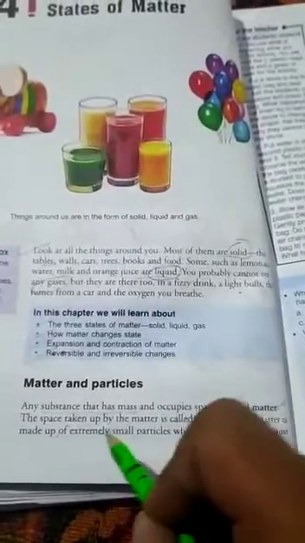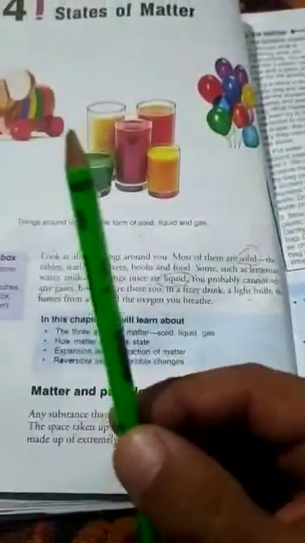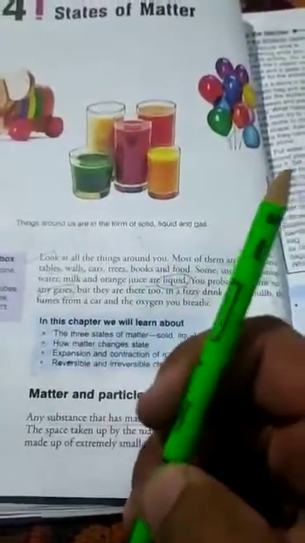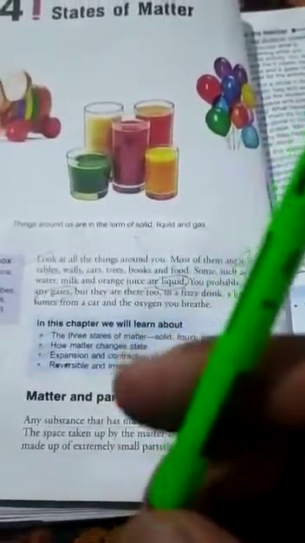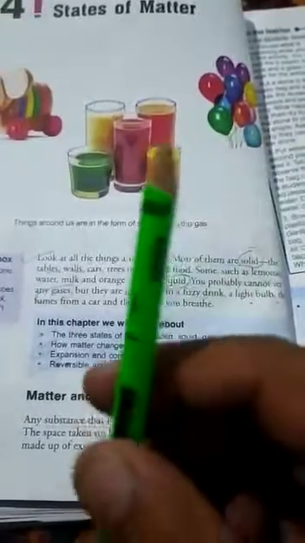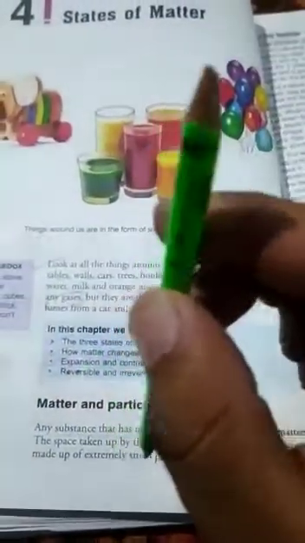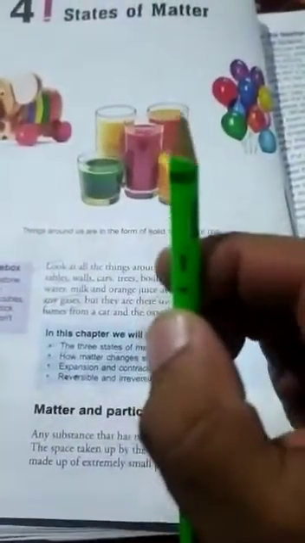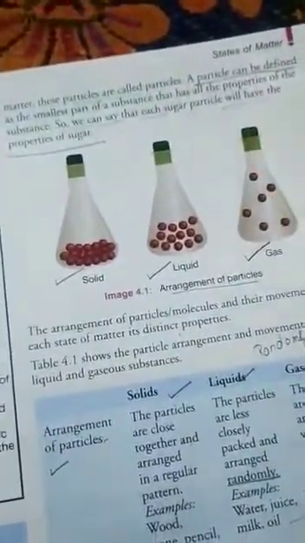All matter is made up of extremely small particles which we can't see. For example, this pencil is made up of graphite, and graphite is a form of carbon, which is made up of very small particles. We can't see them, but we can see them under the microscope. In most matter we call these particles simply particles.